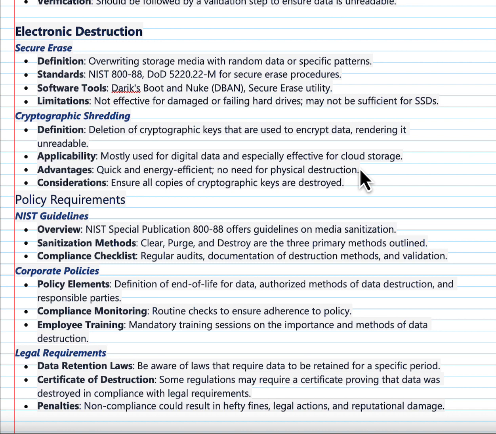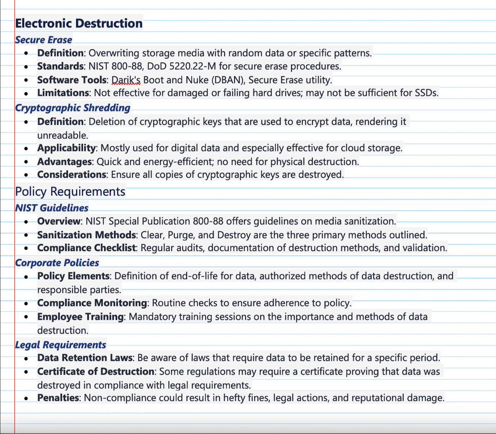Cryptographic shredding just basically means the cryptographic keys that do the overall encryption are shredded. They're gone. They're deleted. And when you delete those, you cannot get access to any of it. And this works good for cloud storage. It's a quick and easy way to do it, but you need to make sure that all the keys are deleted or destroyed. If they're not, then guess what? Your keys are available and the data is available as well. So you want to make sure that you have a good process to do your cryptographic shredding.